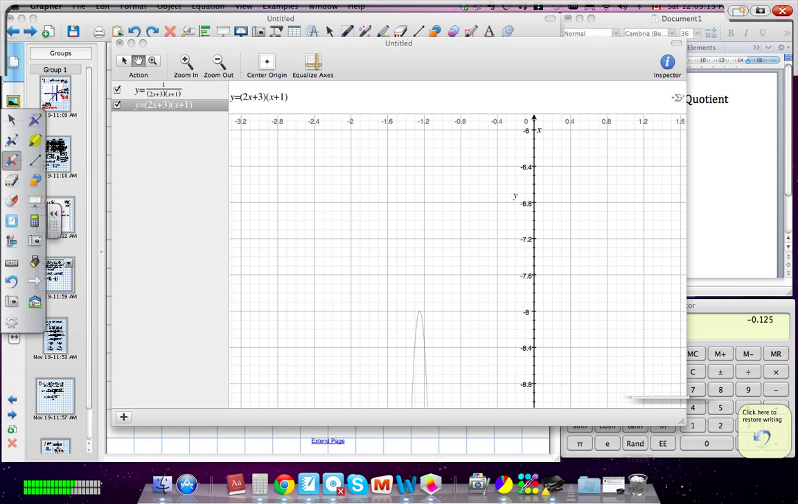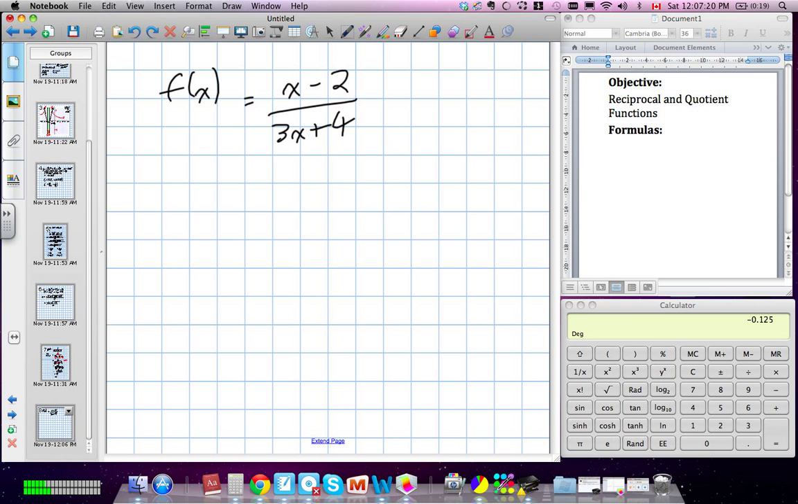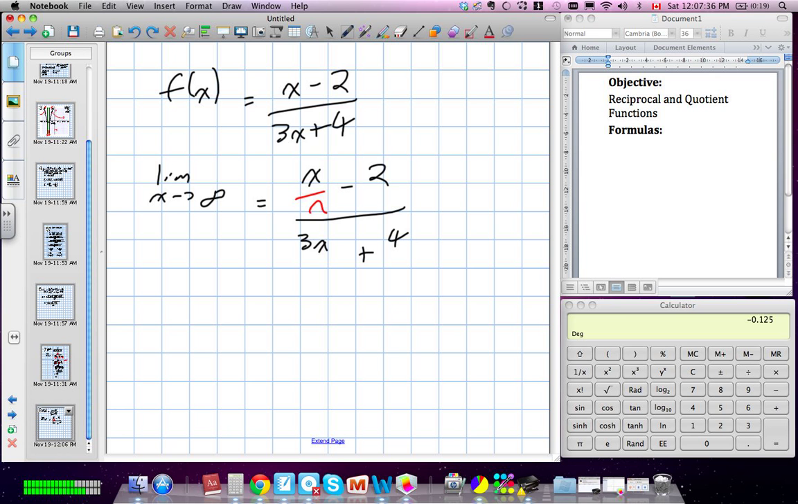So you quickly found the horizontal asymptote by finding the limit as x approached infinity. So essentially you divided each of these by x. And whatever your x value was, because x becomes an infinitely large number, you got 1 minus 0 divided by 3 plus 0. Your horizontal asymptote was at 1/3.